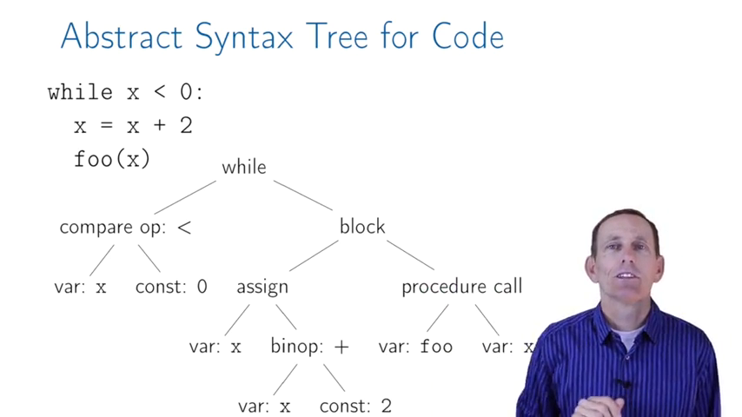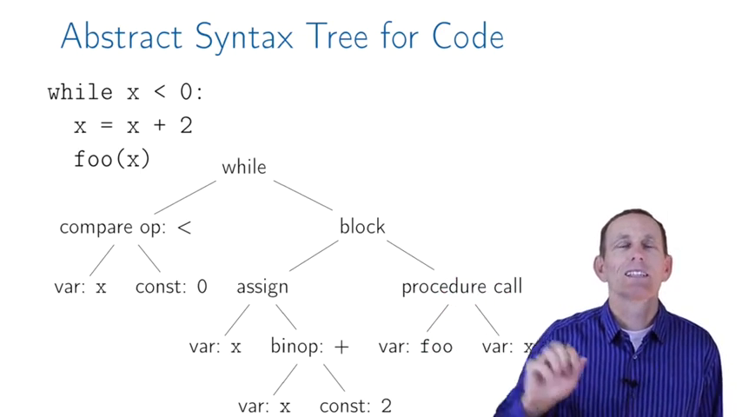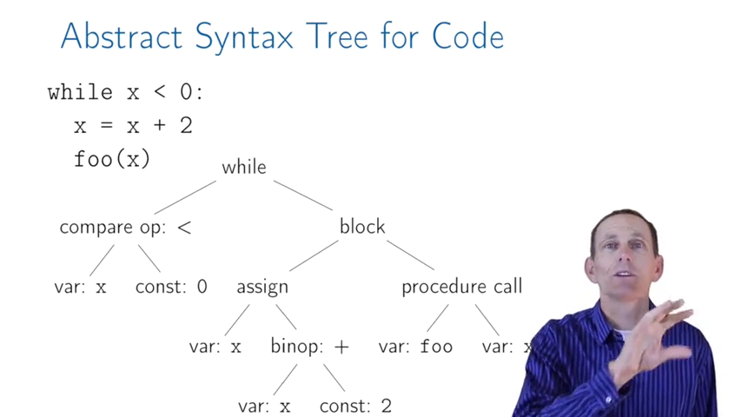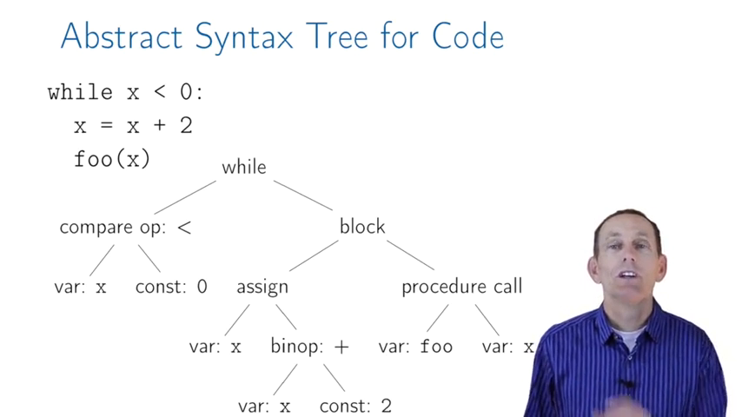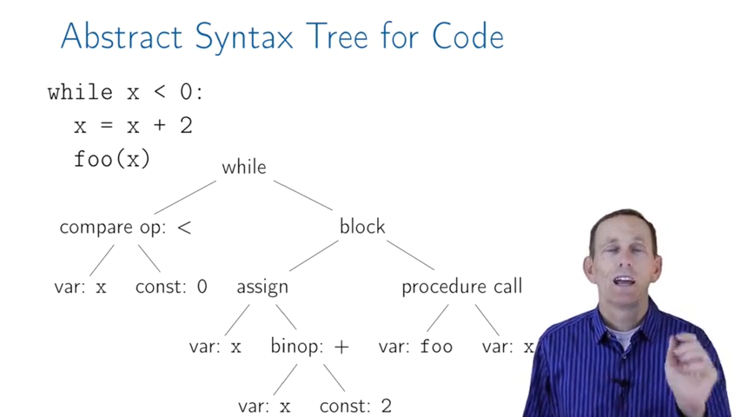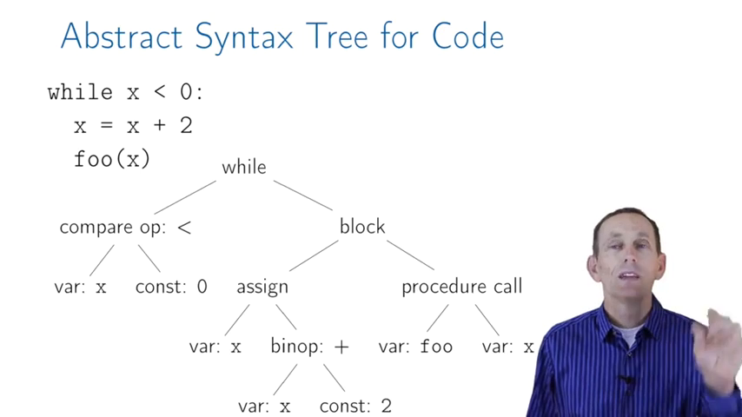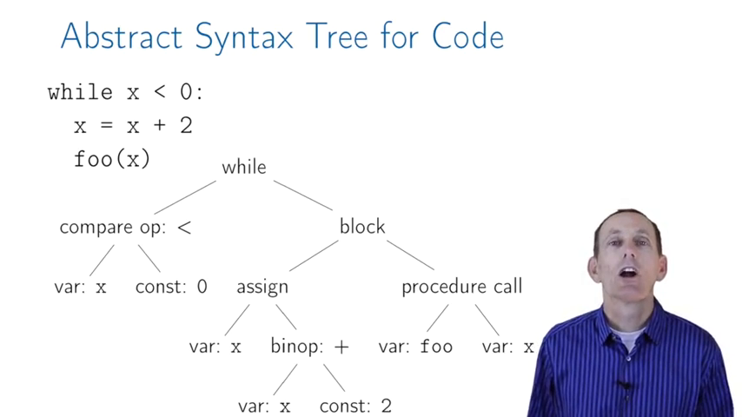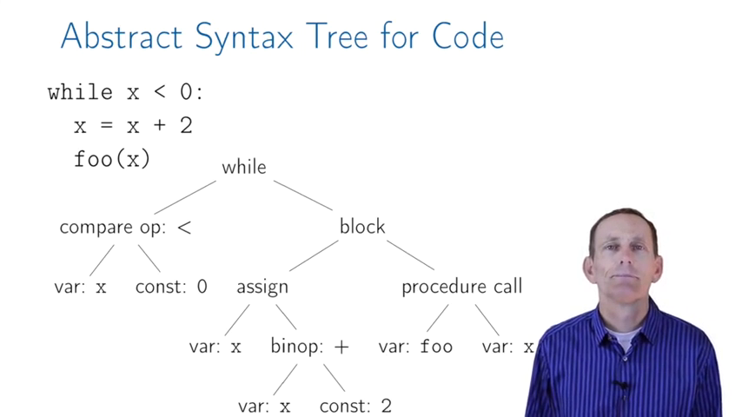the statement to execute. So the condition is x less than 0, so a comparison operation, the variable x and the constant 0. And then the statement to execute, well, it's actually multiple statements, so we have a block. And in those blocks, we have 2 different statements, an assignment statement and a procedure call. The assignment statement, the left child is the variable we're assigning to, which is x, and the right child is an expression. In this case, x plus 2. The procedure call, the left child is the name of the procedure, and subsequent children are the arguments to that procedure. In our case, we just have one argument, x.